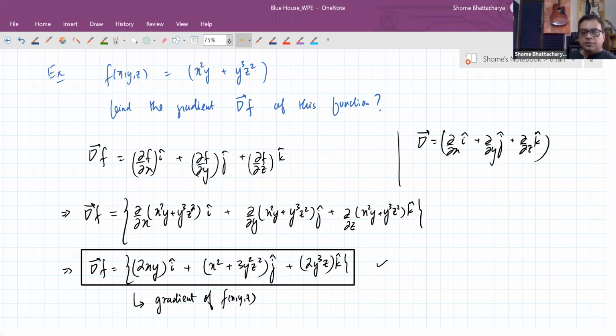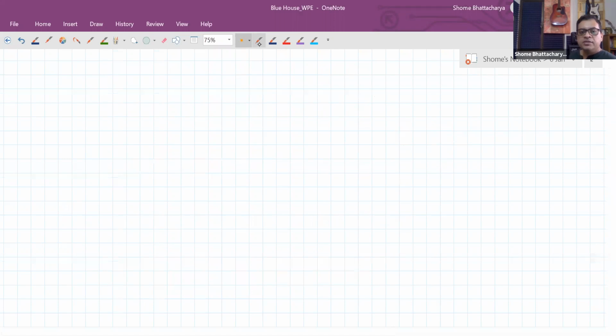Okay, so hope this example is clear, people. Now coming back to force and potential energy. Internal conservative force and potential energy.